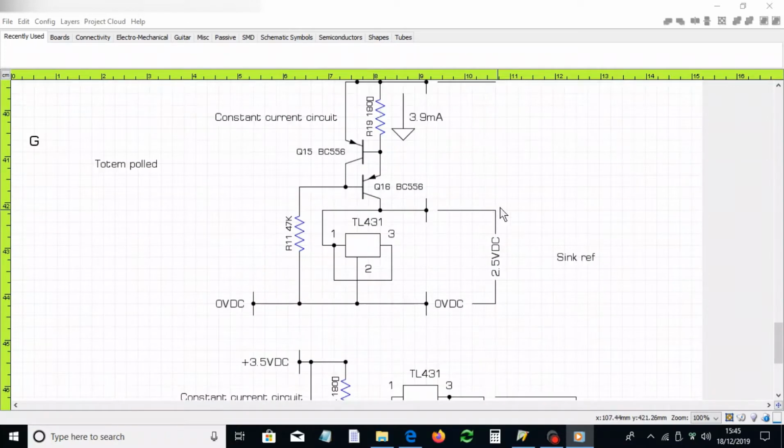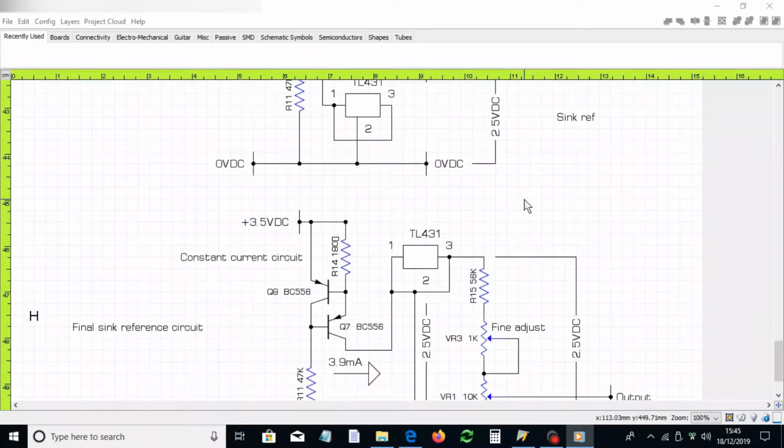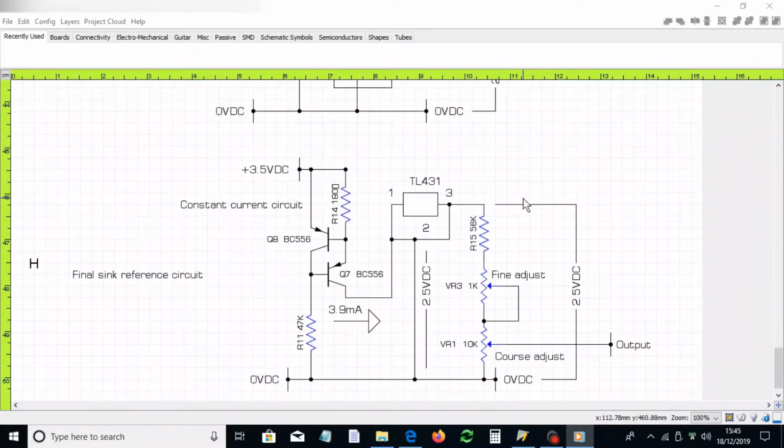So what I settled on is a separate TL431 reference for the sink circuit and the source circuit, and this is my favoured final circuit. You've got the constant current circuit here of these two transistors. I've got a minimum of 3.5 volts DC. I don't think I'm going to quite achieve that, but that is the minimum that's required.